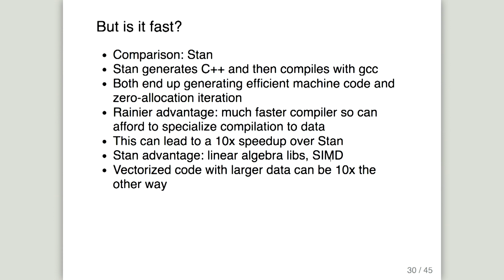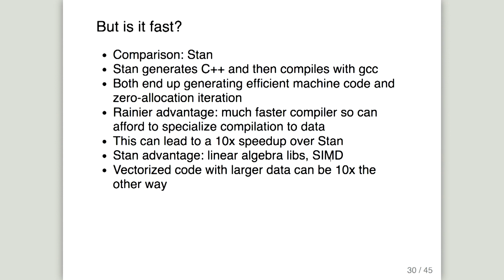generating efficient machine code. The advantage that Rainier has is that because Stan does this very slow thing of generating C++ and compiling it with GCC, they do not look at the data because they assume you might run this on multiple different data sets, right? And so they have to compile it ignorant of the data that they're going to feed through this. Whereas Rainier compiles extremely fast, and so it's really no skin off our back to recompile it every time you give us a new data set, and so we can specialize the compilation to the data. And so what we've seen is that for many cases, this makes us much faster than Stan, right?